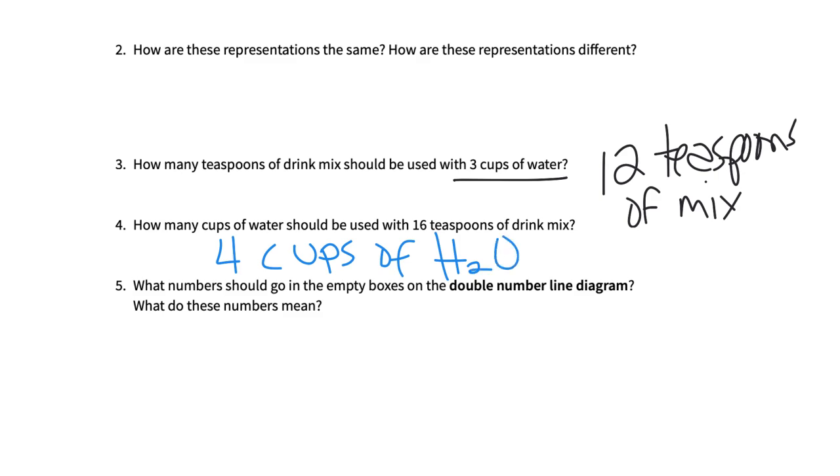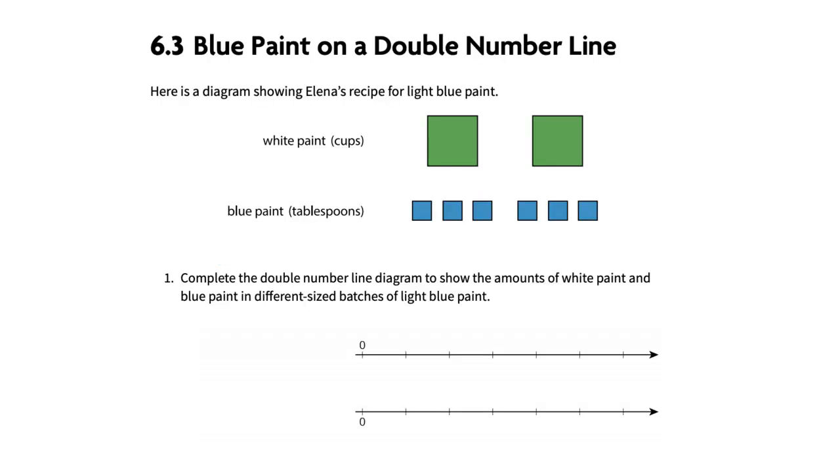And then lastly, what numbers should go in the empty boxes on the double number line diagram? Well, I actually answered that already earlier today in this slide, so we're all good. So here we've got another double number line story. We've got a diagram showing Elena's recipe for light blue paint. And it looks like we need 2 cups of white and 6 tablespoons of blue, but we can also see the same ratio using smaller numbers, that we have 1 cup of white paint for 3 tablespoons of blue paint. And we're supposed to create a double number line.